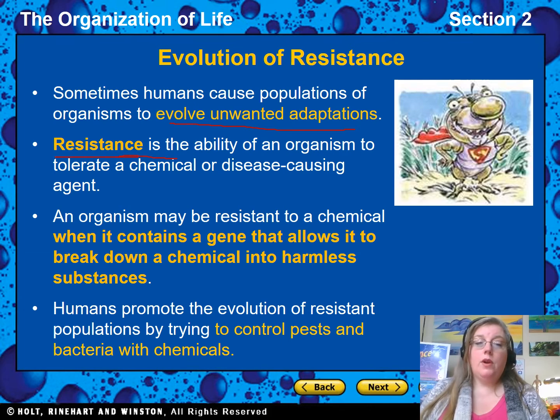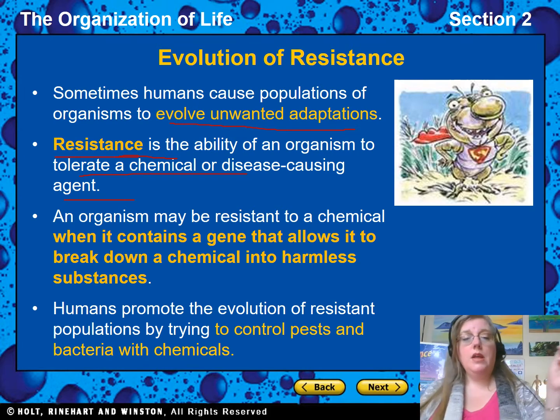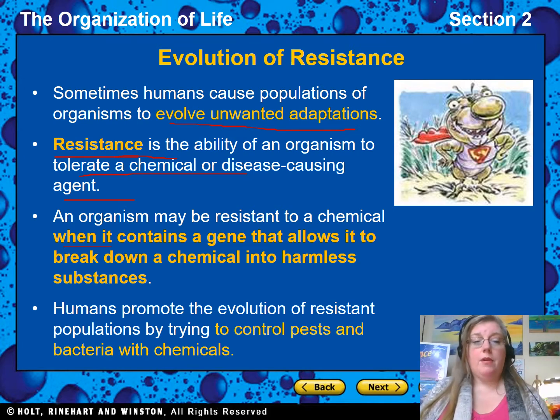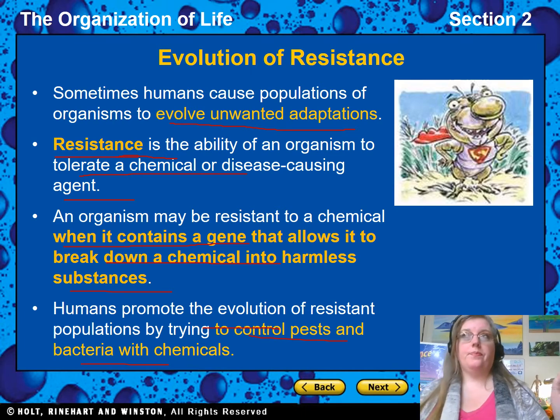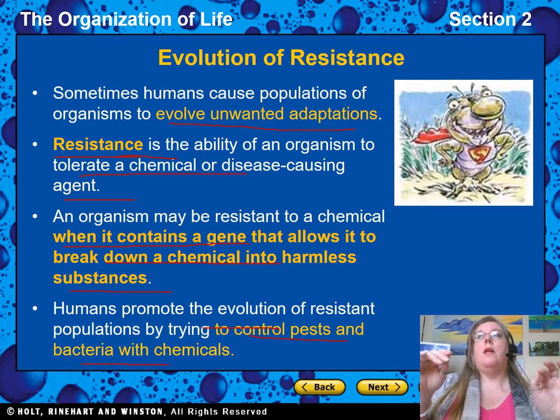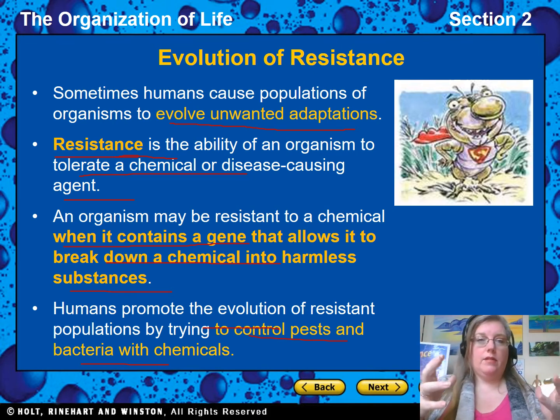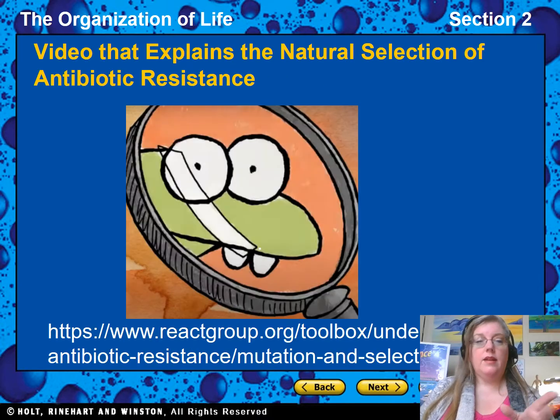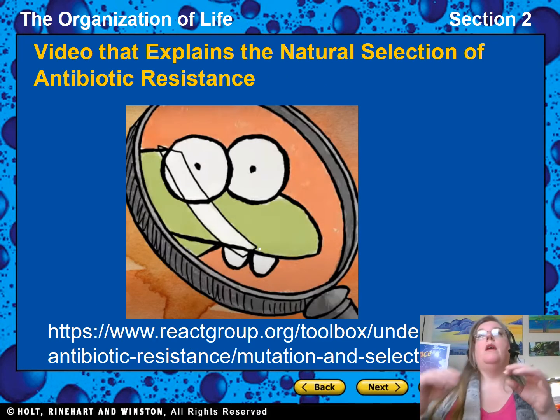It's the ability of an organism to tolerate a chemical or disease-causing agent. So the organism might be resistant to a chemical if it breaks down the gene that allows it into harmful substances. I've got an example to show you in just a second. So humans promote the evolution of resistant bacteria by trying to control pests and bacteria with chemicals. All right, now let me give you an example of what I'm talking about. Think about bacteria and antibiotics, okay? And I've got an example for you here on the next slide. This is what this video is going to show you.